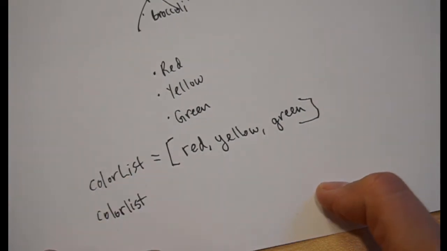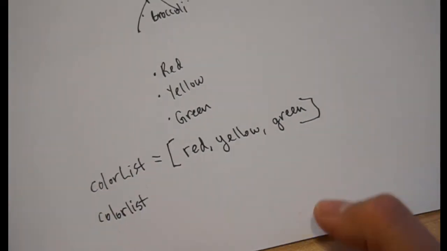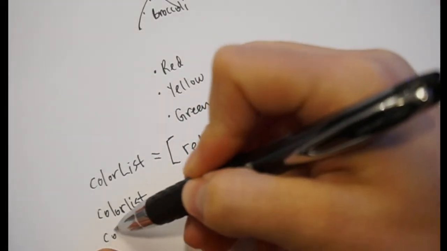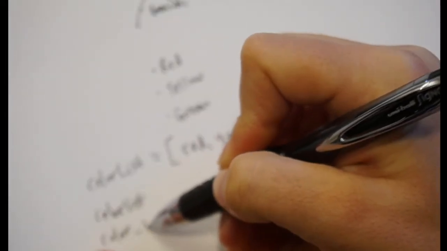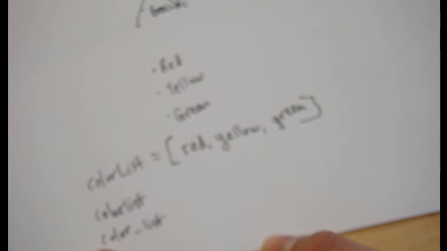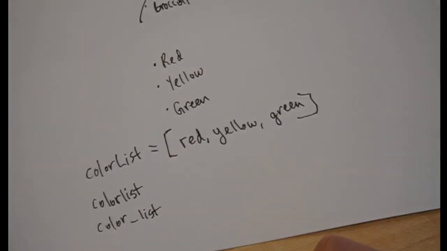Another thing people like to do is put an underscore. So you could do color underscore list like that. Personally, I like to go with camel case. And the reason we do this is because spaces are not okay to put in a name in computer science. So there's lots of different ways of doing it, but that is why I do it the way that I do. So let's head back to our code.